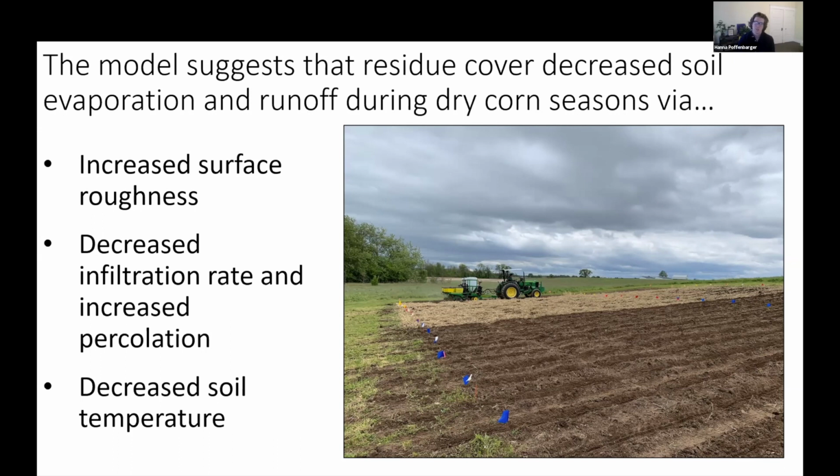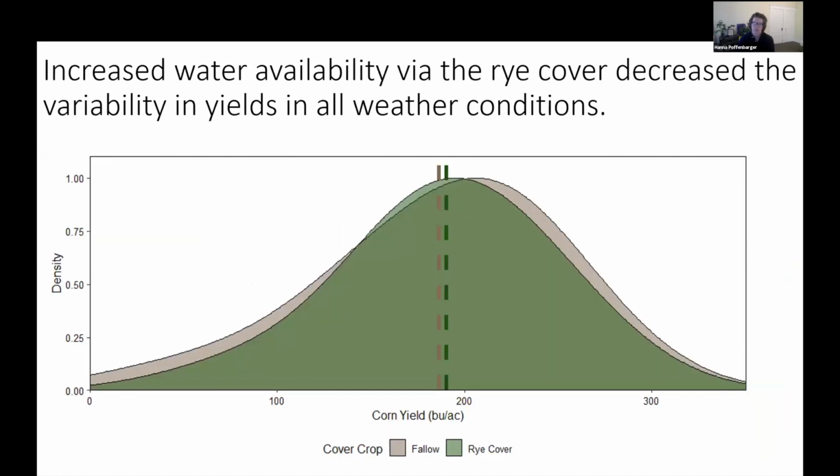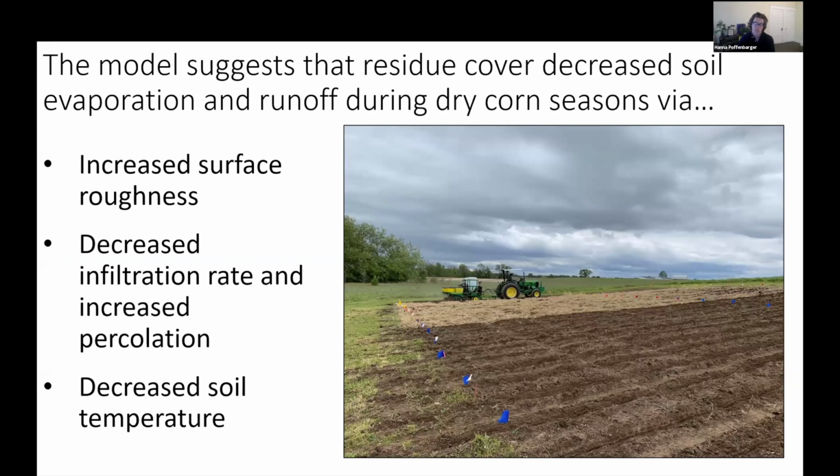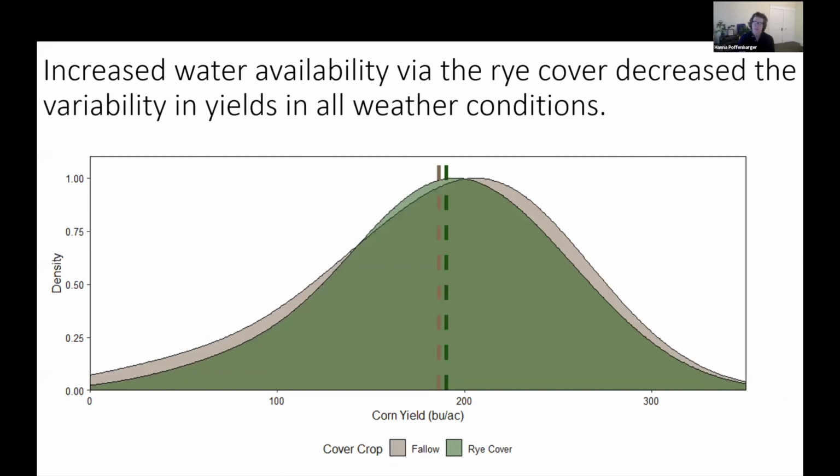And then it also decreases the soil temperature, which reduces the amount of water leaving the soil surface through evaporation. And all of these processes working in tandem allows for more water for the corn during critical growth phases, like flowering and grain fill, and reduces water stress and that year-to-year variability. So overall, just to sum up, our model results indicate that the addition of a rye cover crop increased available soil water, making yields more consistent over time and space.